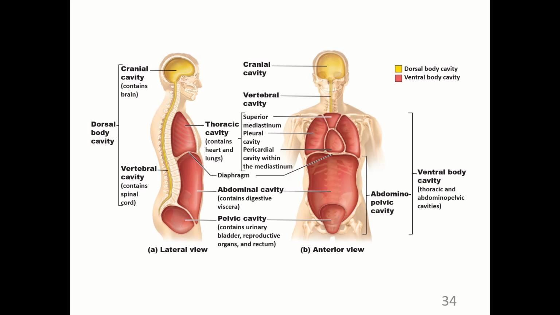This slide illustrates the dorsal and ventral body cavities. The dorsal body cavities align with the back and include the cranial cavity and the vertebral cavity. The cranial cavity contains the brain. The vertebral cavity contains the spinal cord. In a human, the dorsal body cavity is synonymous with posterior. The meninges are the membranes that line the dorsal body cavity.